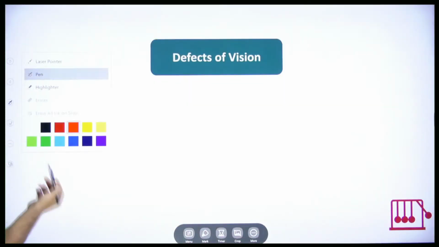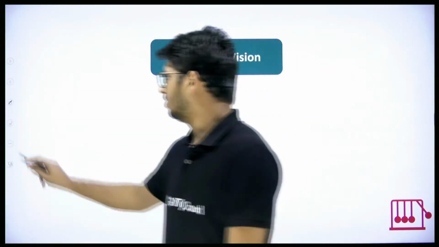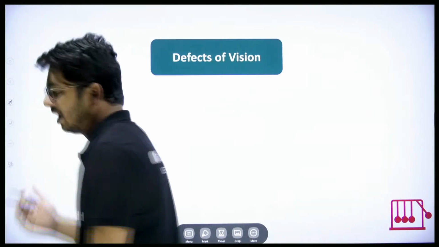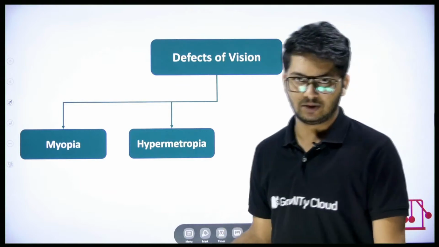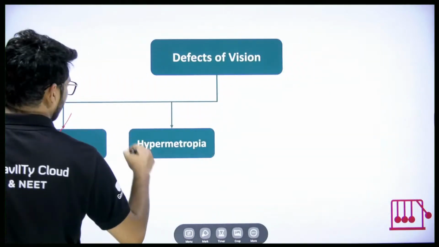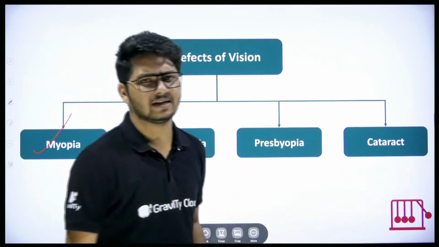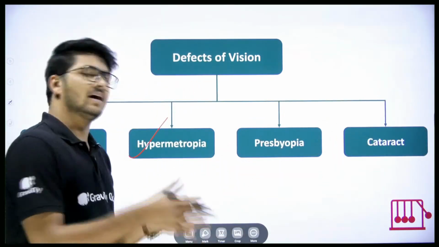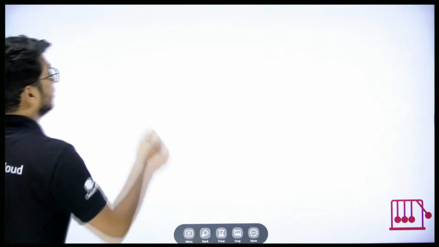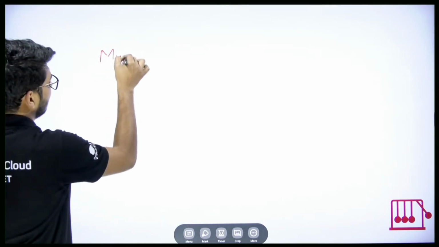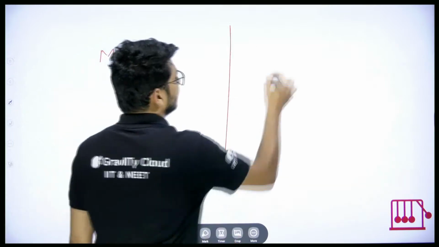So first of all, we'll continue with defects of vision. Right. So in the last class, or until now, we discussed myopia and we discussed hypermetropia. Both of them are done. But we haven't discussed presbyopia and cataract, and that's what we'll discuss now. And after that, we'll go into power of a lens. So a very quick revision of myopia and hypermetropia, only the basic points.